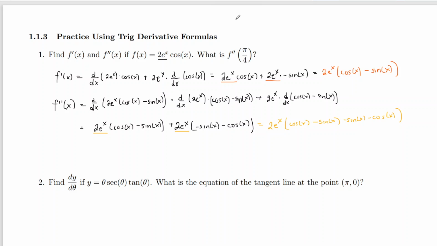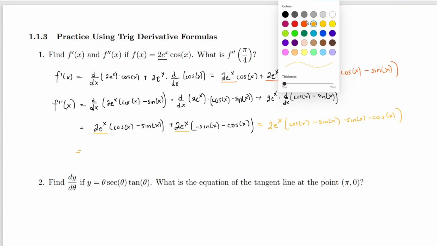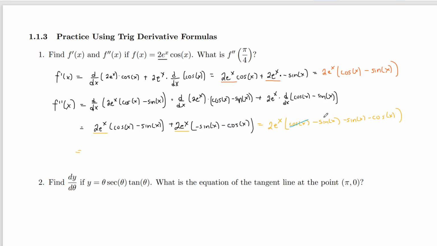Now, can we simplify here? We definitely can simplify here because we have quite a bit that happens. For one, we have a cosine of x and a negative cosine of x. Those go away. But also we have minus sine of x minus sine of x, which is negative 2 sine of x. We have 2e to the x times negative 2 sine of x.